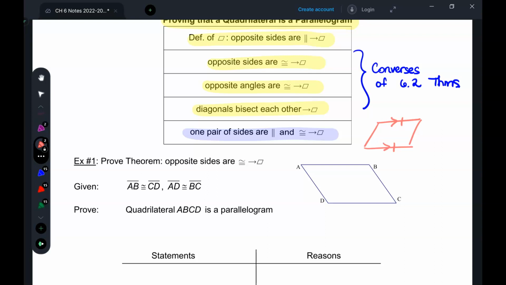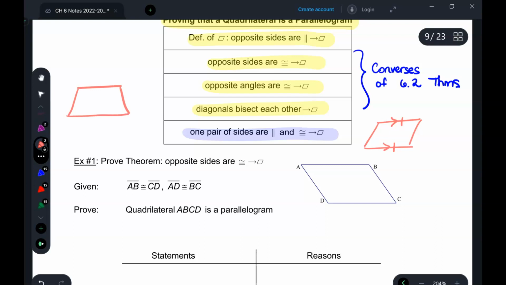So the second one, the opposite sides are congruent. What if it's a trapezoid? Here's the thing about a trapezoid. This is what makes a trapezoid different. You have one pair of parallel sides, but these two sides are not parallel to each other. They could be congruent. This would be, which we're going to learn towards the end of the chapter, an isosceles trapezoid. But a trapezoid is not a parallelogram. Do you see the difference?